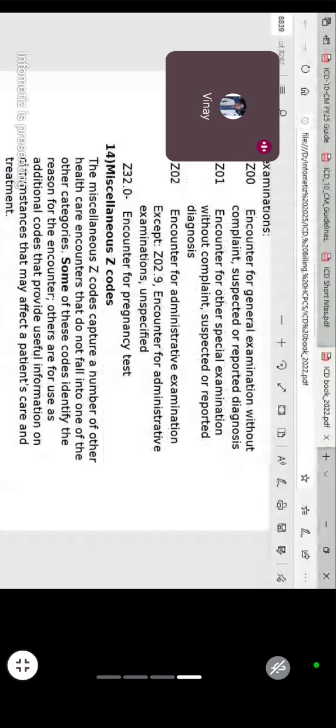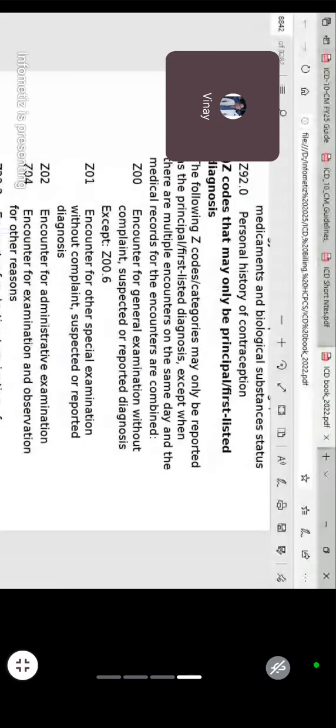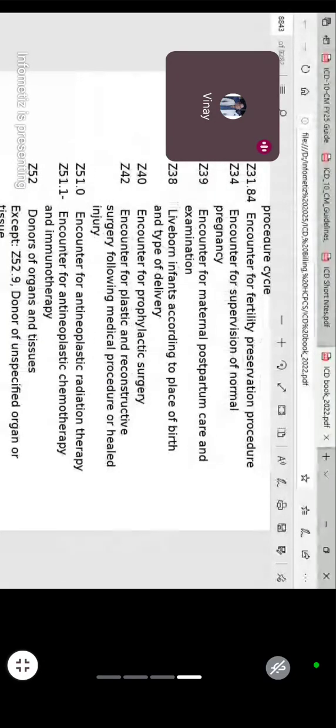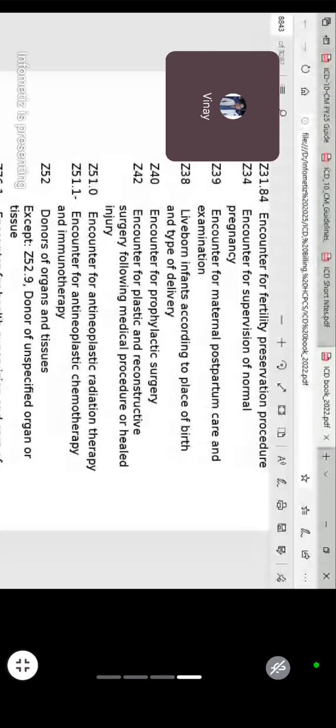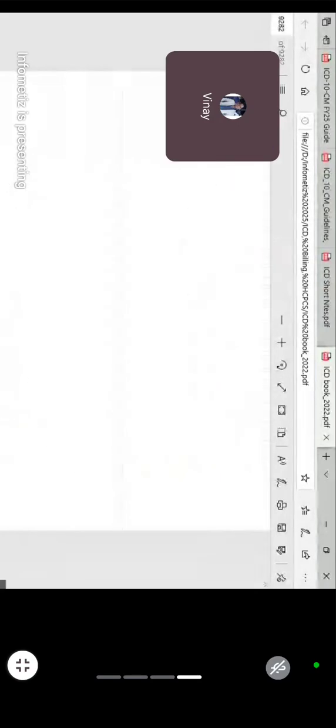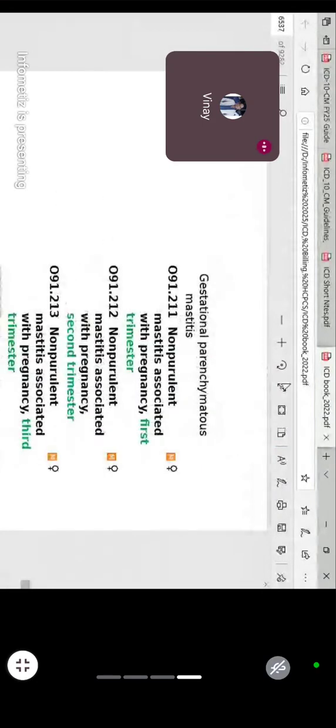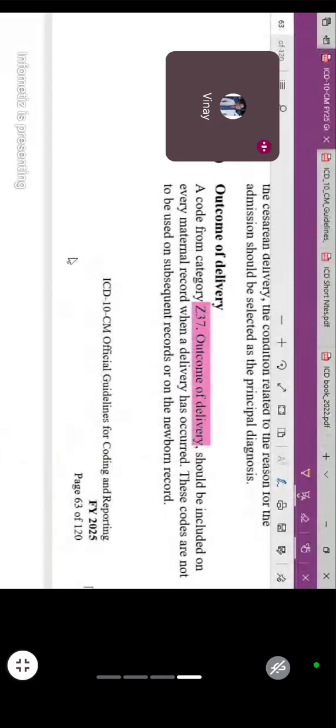Can you see in your book? I'm not getting it here. 37 is not there. Okay, leave it then. Okay, you can just check the Z37 outcome of delivery code. You will get the multiple. No book. You didn't get it. Check it, no. Okay.